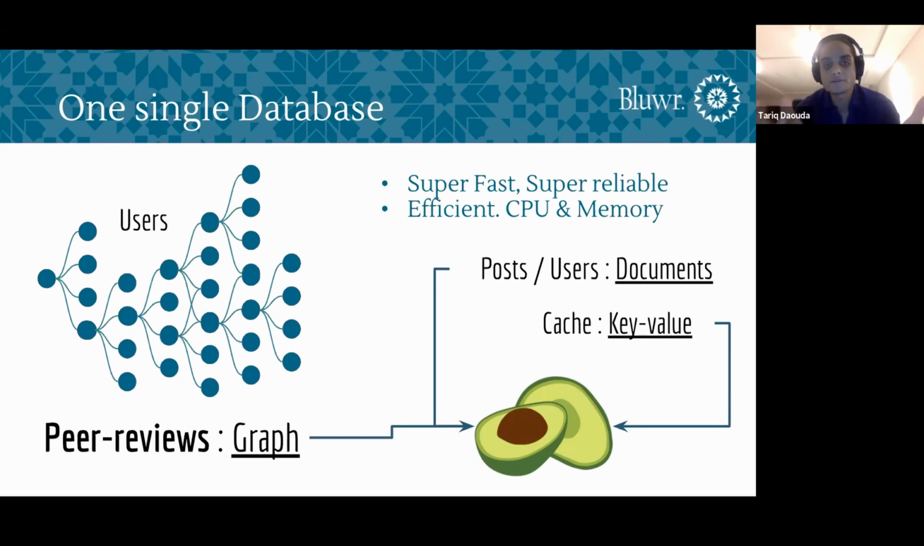First of all, it allowed us to take all our users and arrange them into a graph of reviewers, a peer review graph that can get pretty big, and also we get, as a bonus, the documents, and we also get the cache value, which is a very interesting thing about ArangoDB, that it's that very interesting multi-model database. But it was also one of the biggest selling points that it's super fast, super reliable, and very, very efficient when it comes to CPU and memory usage.